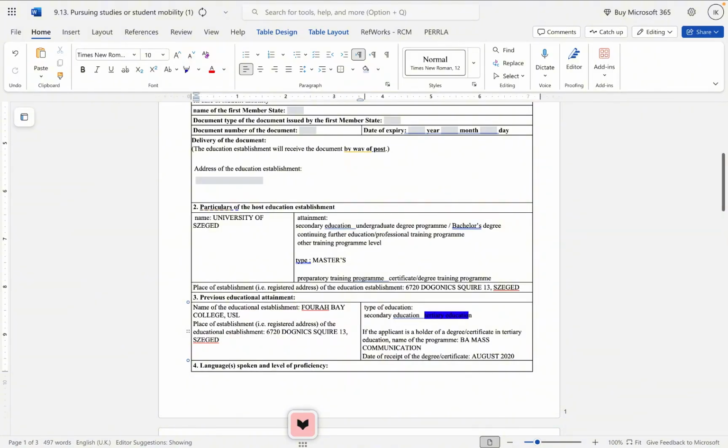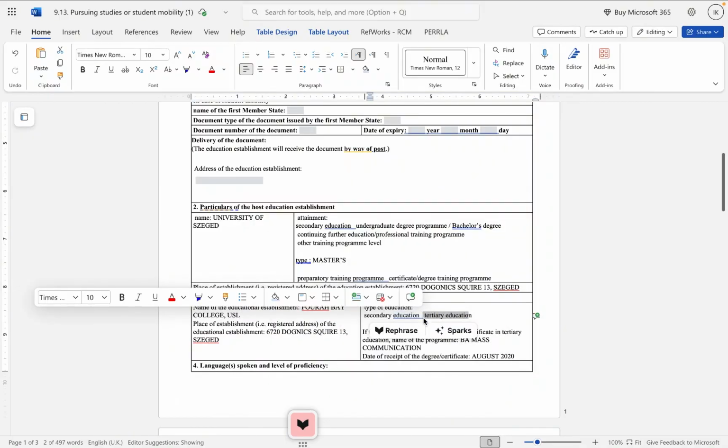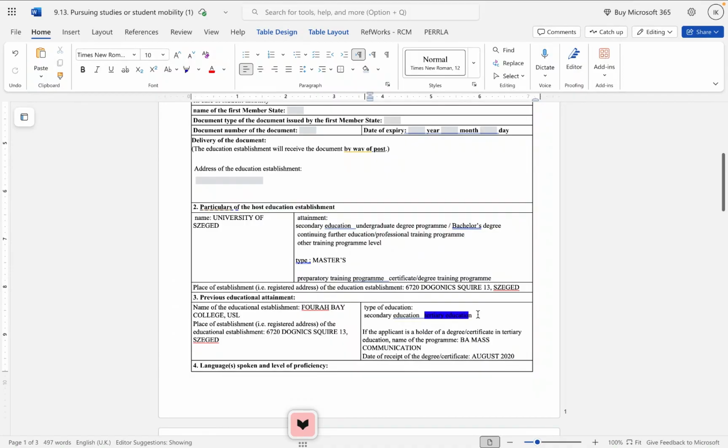Okay. What type of education did you attend there? You know, Fourah Bay College, you attend there tertiary education. So you can see tertiary education. So you tick it. Okay, let's just put blue to indicate that this is what you have ticked. So you can either put an asterisk against it or you circle it. That is it. That's how you tick it.